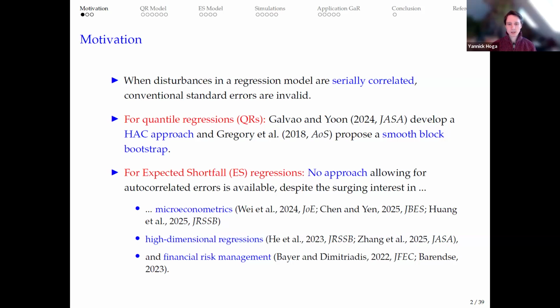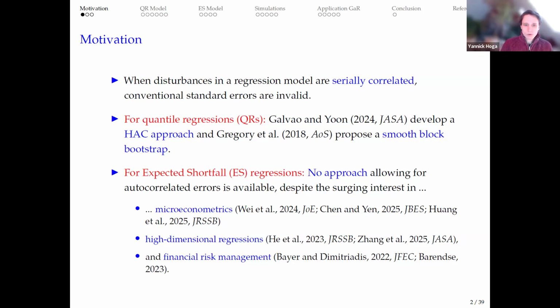However, and that's the gap in the literature we have identified, there's actually no approach for how to do valid inference in time series expected shortfall regressions, where you suspect the errors to be serially correlated. So that's, I would say, our main contribution: to propose such a self-normalized inference procedure in expected shortfall regressions.